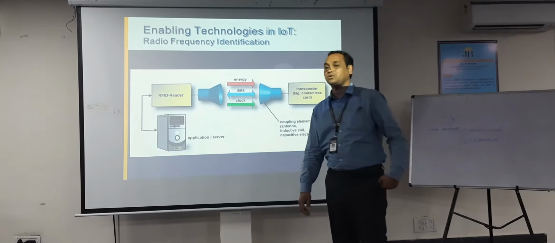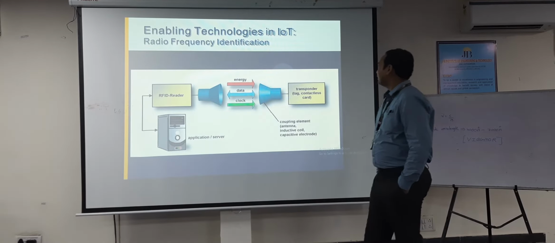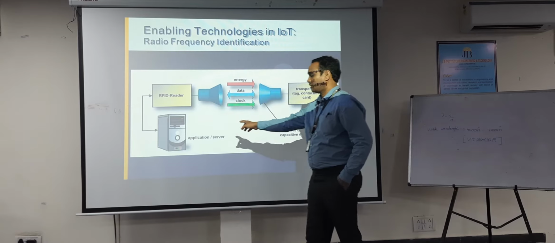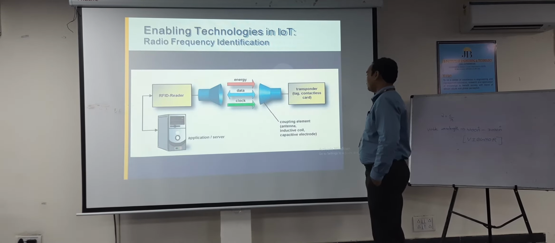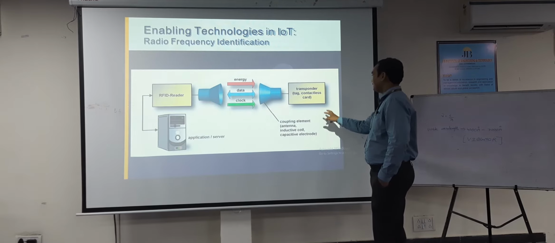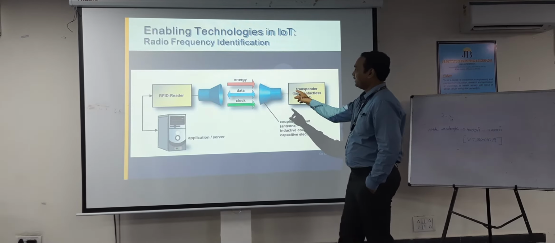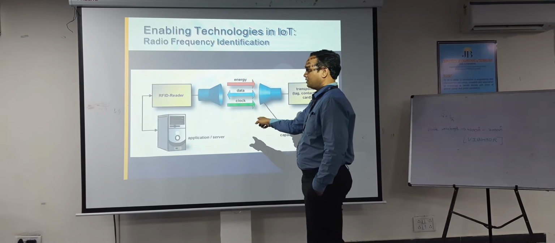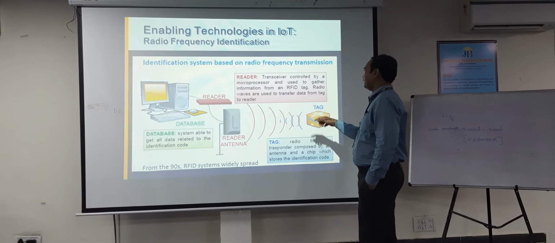Okay, when coming to the enabling technologies of IoT, here if you see, there is a transponder and RFID reader as well as the application server. Here, a transponder is going to be connected, that is nothing but a tag. A tag is connected to the transponder. From there it is going to the RFID reader. From there it is coming to the application server. Let us see about this diagram in the next slide in detail.